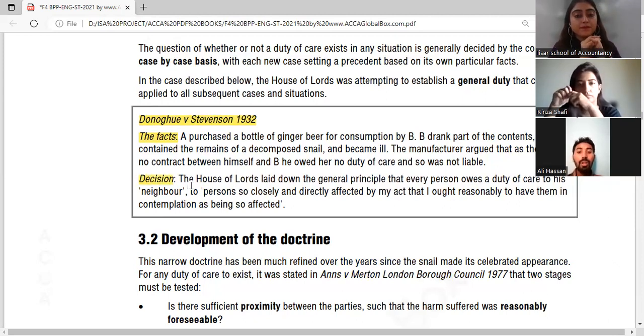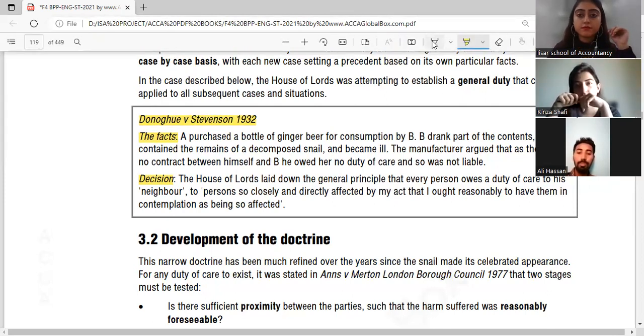So A basically purchased something from B, and B did not take care of it, and there was an infection in the beer bottle, and the person became ill. So basically the manufacturer was not responsible for it. He said, "I'm not."